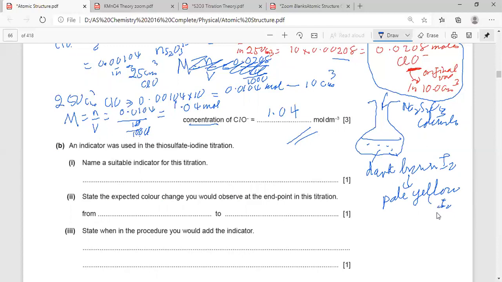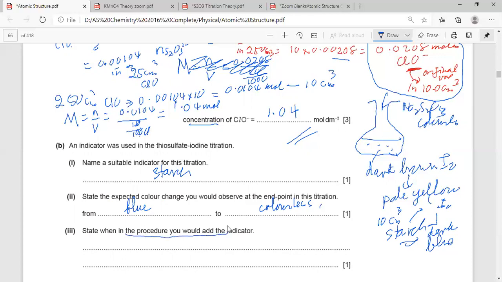Normally, to see a very sharp end point, we put in, they always say, 10 cm³ of starch, which means the solution will turn dark blue. So it's starch here. The color change we observe at the end point is from dark blue to colorless. In the procedure, you add the starch when the iodine is pale, now this is very important, during the titration.